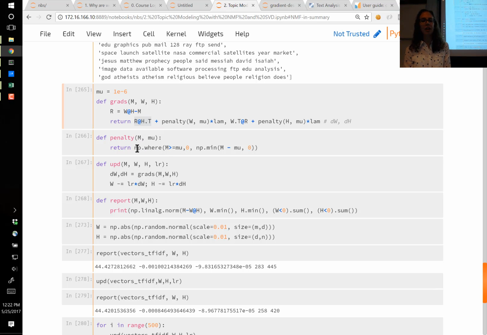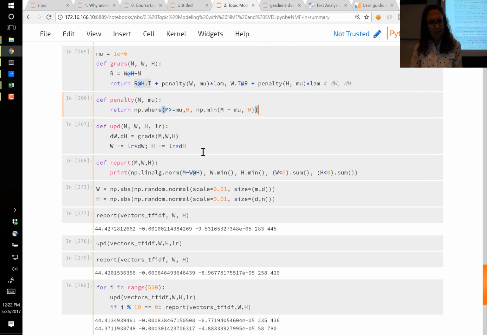So we call penalty, which has got this np.where. If the matrix is greater than mu, and we're going to choose mu very close to 0, there's 0 penalty. We're happy because it's positive. However, if it's negative or super close to 0, we're assigning this penalty. And then we update W and H by calculating their gradients, which includes the penalty.